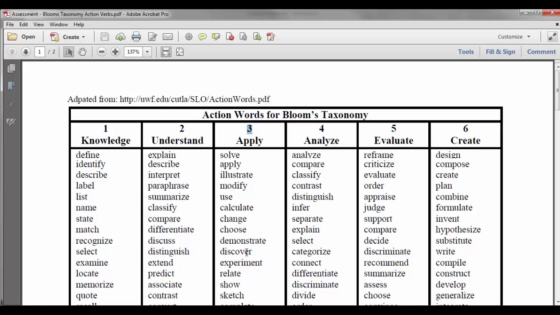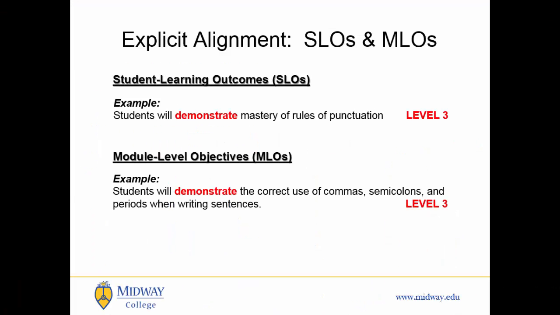Let me show you an example of SLO and MLO alignment, and then I will demonstrate how to use the alignment form for all key course components. Alignment between SLOs and MLOs can be explicitly or implicitly stated. The first example demonstrates an explicit alignment between the SLOs and your MLOs. As you can see, both keywords, demonstrate, are at a level 3 on the Bloom's taxonomy chart when you reference. Therefore, you know that they're aligned.